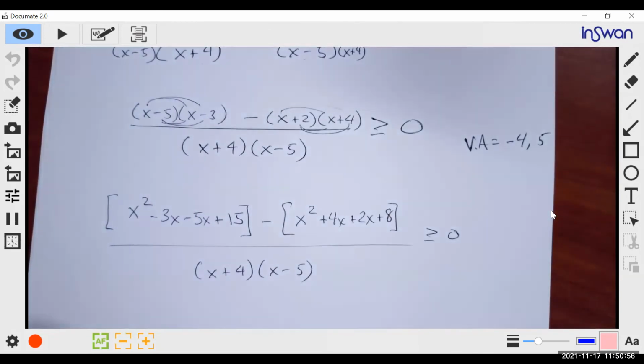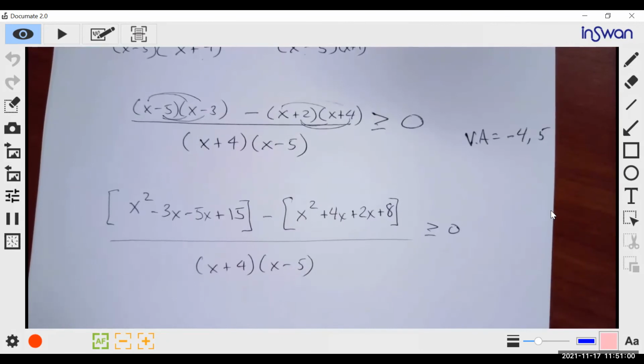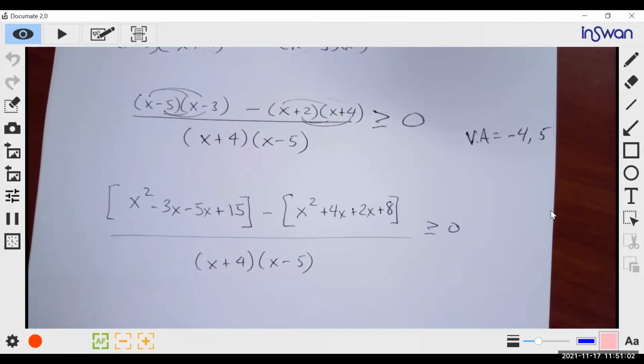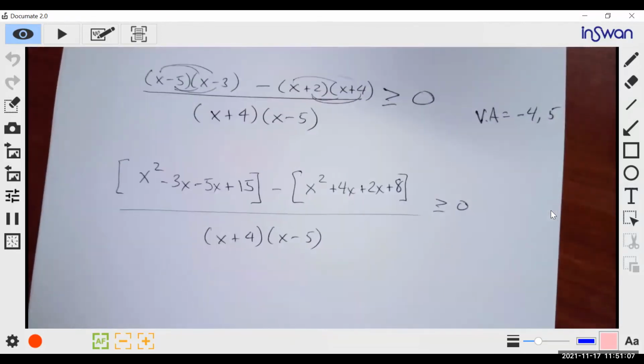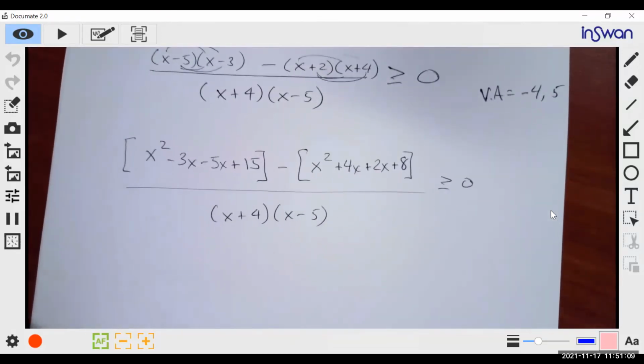positive 8. Again, you shouldn't have to be looking at the screen all the time. You should know how to do this already. We've done hundreds of them already. You shouldn't have to copy off my screen all the time. You need to practice these.